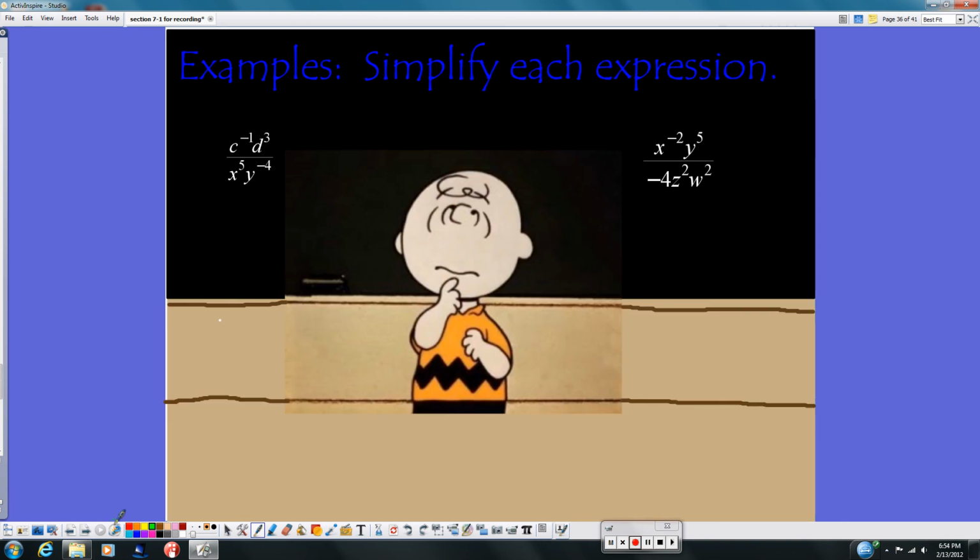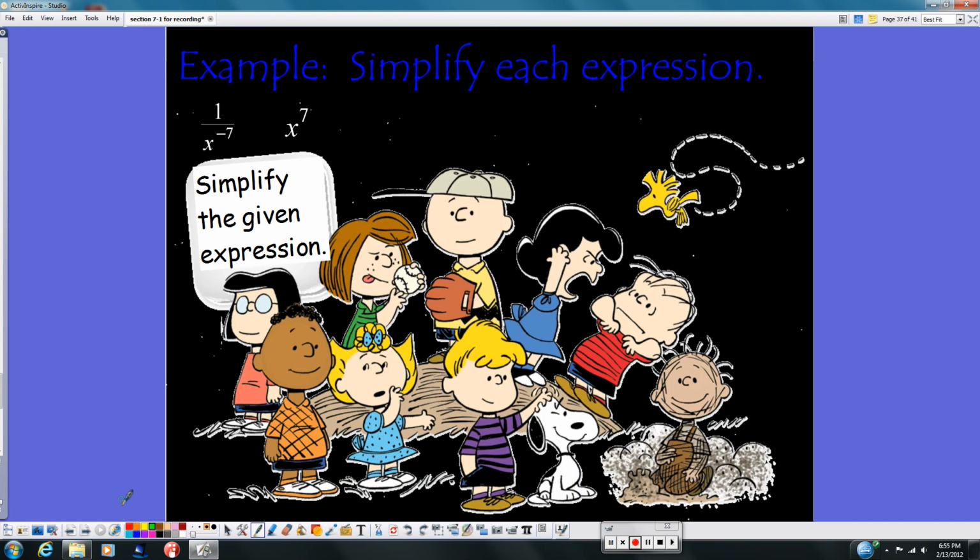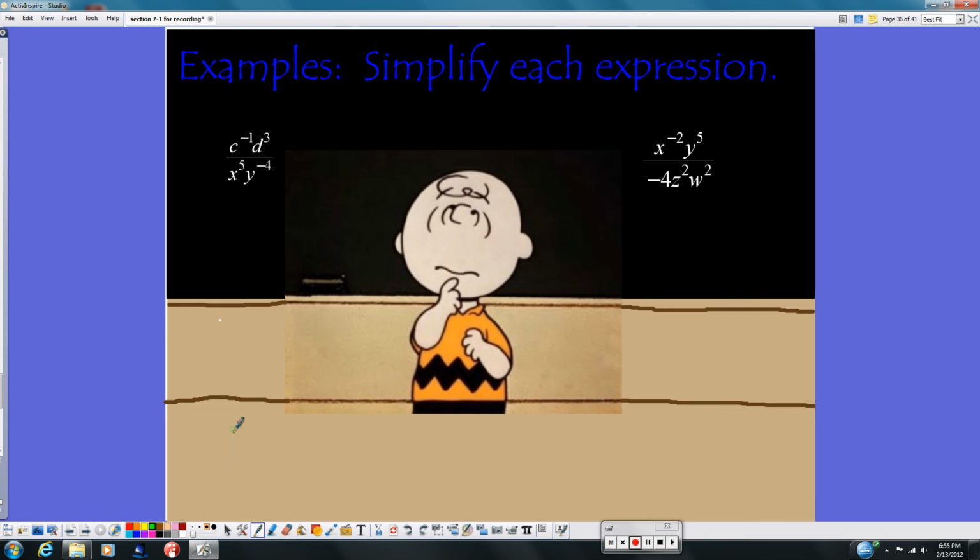Take a look at these examples and see how you do. In this first example, you are going to move the c to the negative 1 to the bottom and the y to the negative fourth to the top. Everything else is going to stay put. So the c to the first moved to the bottom and became positive, y to the fourth moved to the top and became positive.